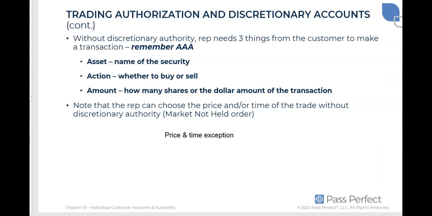So if a customer says something like, I want you to buy 200 shares of Altria Corp if you see the stock correct, meaning it makes a downturn, they've given the asset, Altria Corp, the action, buy, and the amount, 200 shares. The only thing they left out was the price. They'll let their rep use their judgment when they think the price is right. This order is called a market not held order. It gets that name because the firm is not held to price and time of execution.